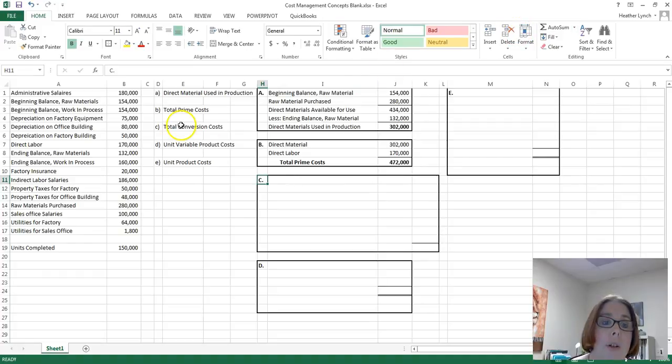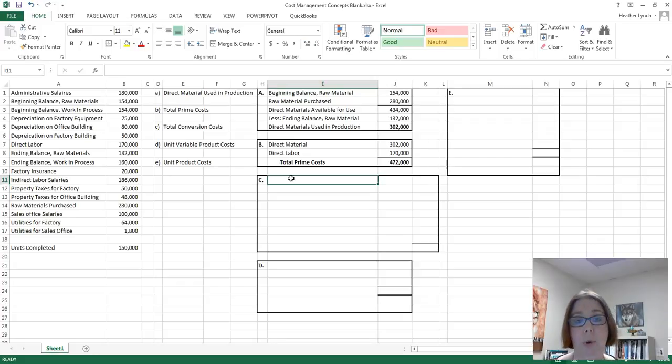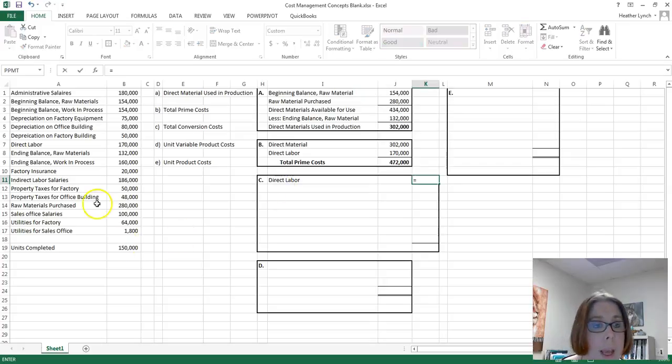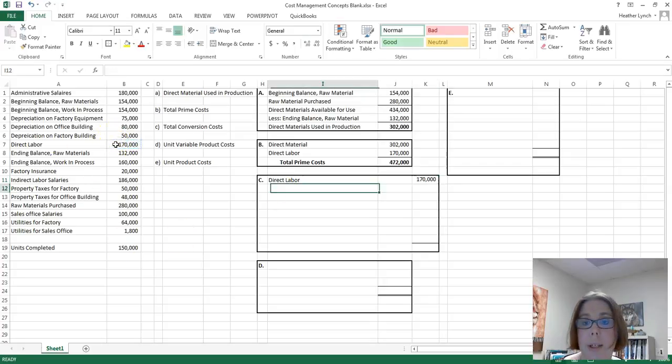Now I want to look at total conversion costs. Total conversion costs are your direct labor and your factory overhead or manufacturing overhead, depending on what your company uses or your textbook. It's either factory overhead or manufacturing overhead. So let's go ahead and start with our direct labor. And I'm going to put that amount over here at $170,000. Next, I'm going to do my factory overhead.